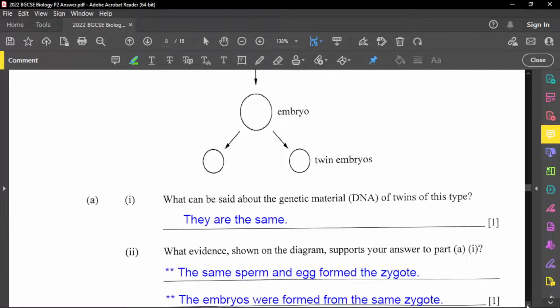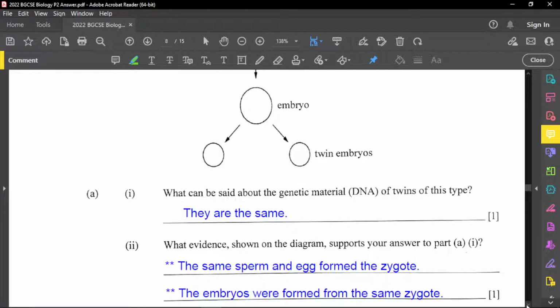All right, so let's see what they're asking us here. What can be said about the genetic material, DNA, of twins of this type? The DNA will be the exact same.